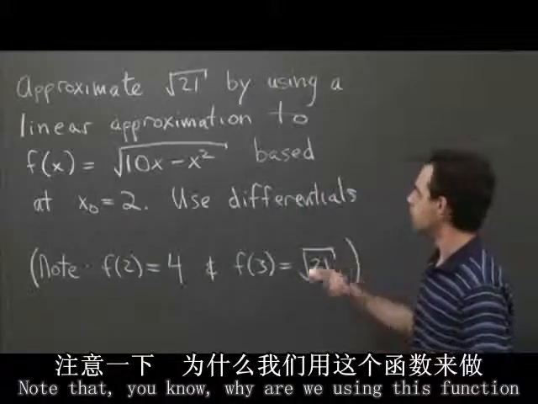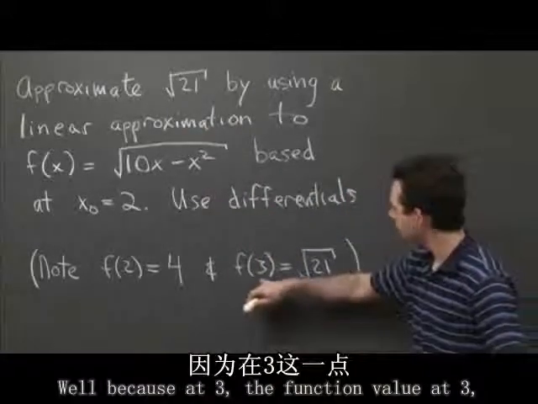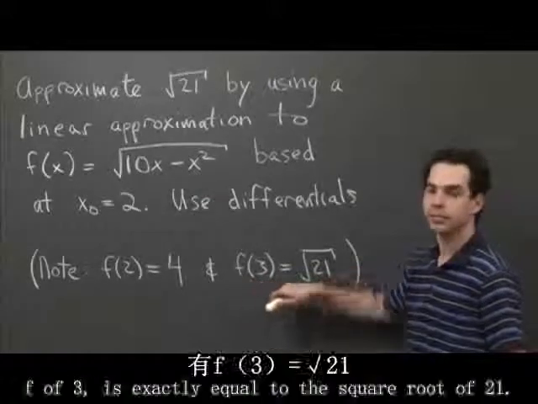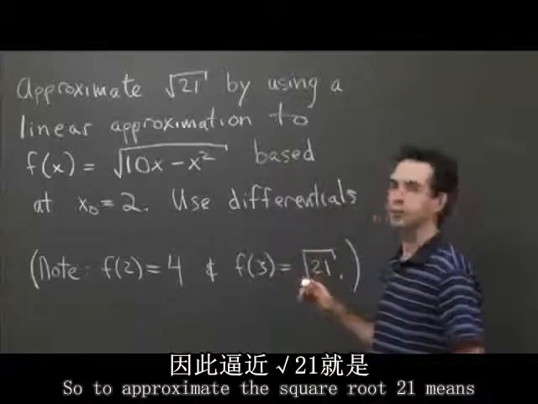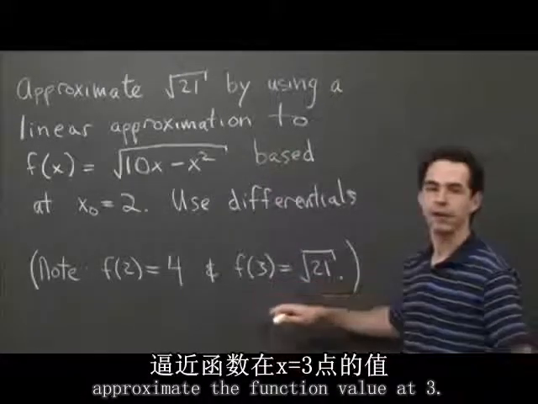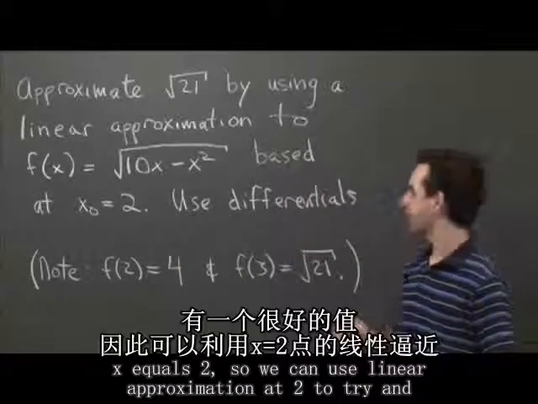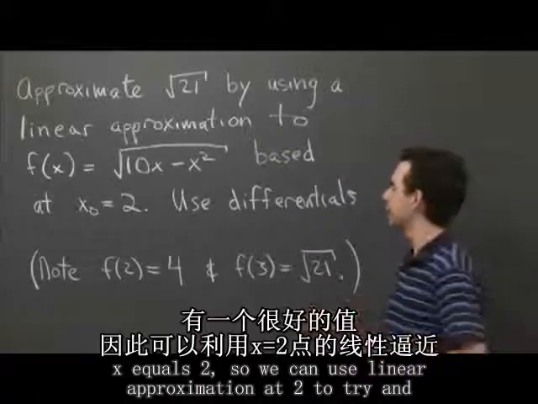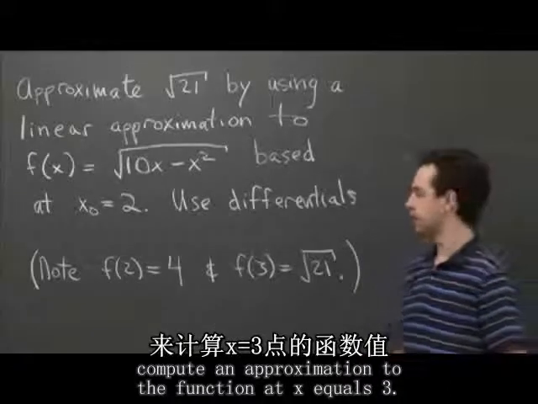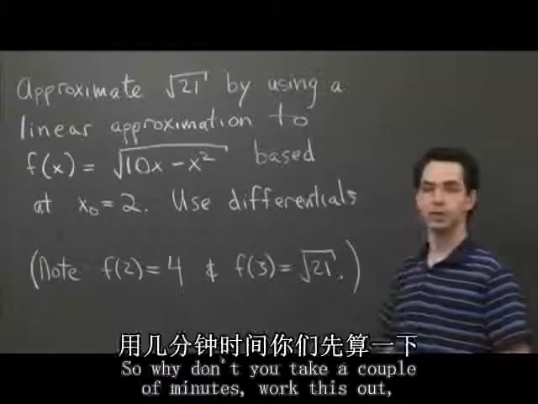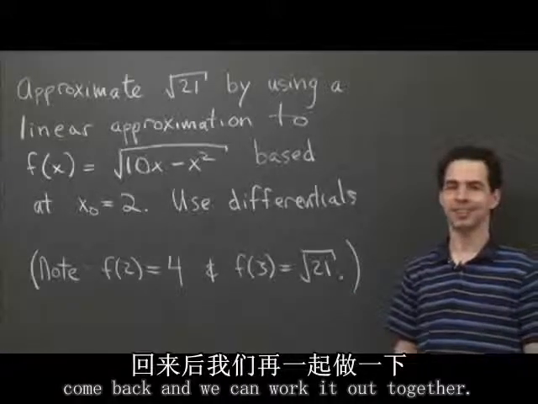So note, why are we using this function to approximate square root of 21? Well, because at 3, the function value, f of 3, is exactly equal to the square root of 21. So to approximate square root of 21 means approximate the function value at 3. And this function has a nice value at x equals 2, so we can use the linear approximation at 2 to compute an approximation to the function at x equals 3. So why don't you take a couple of minutes, work this out, come back, and we can work it out together.